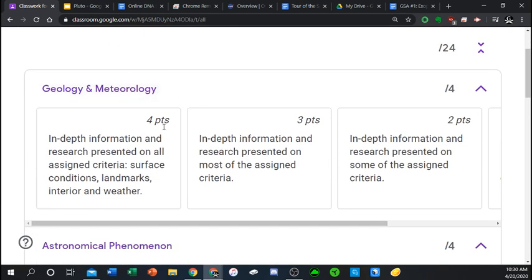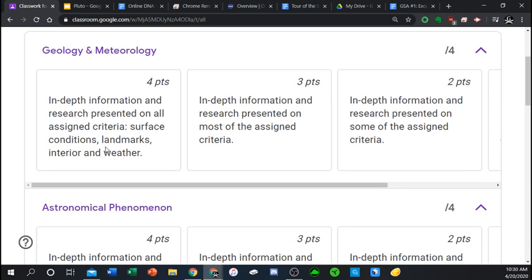The first criteria, the first strand, is based on geology and meteorology. Did you include research information in your slides on surface conditions, landmarks, the interior layers, interior conditions, and then any weather? So what would the surface be like, or what does it look like from space? Any landmarks, any things with names on them? What's the interior like? And the weather.